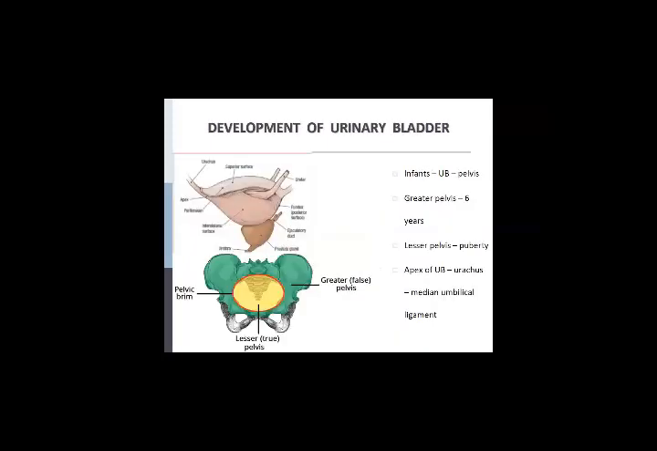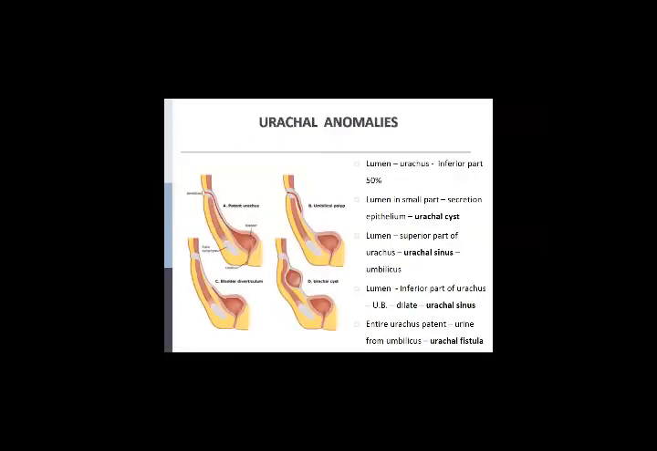Okay, the thing to remember is this is the urinary bladder. In children, in infants, the urinary bladder is an abdominal structure. At 6 years it comes to lie in the greater pelvis over here. And at puberty, it is lying within the lesser pelvis. And the apex of the urinary bladder is continuous with the allantois, which develops into the urachus. And the urachus develops into the median umbilical ligament.